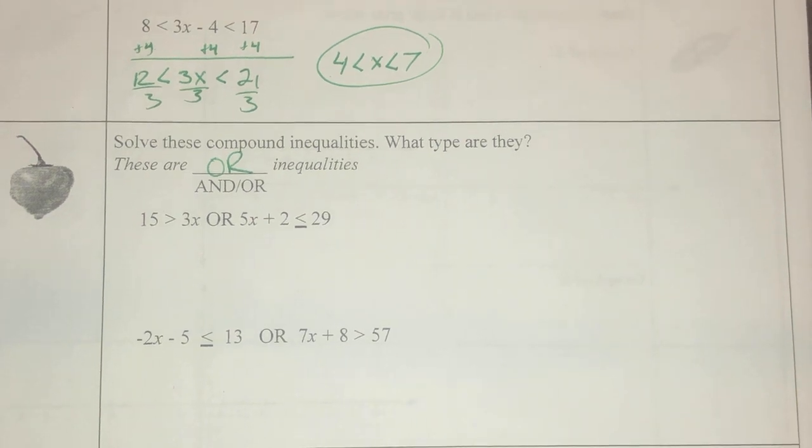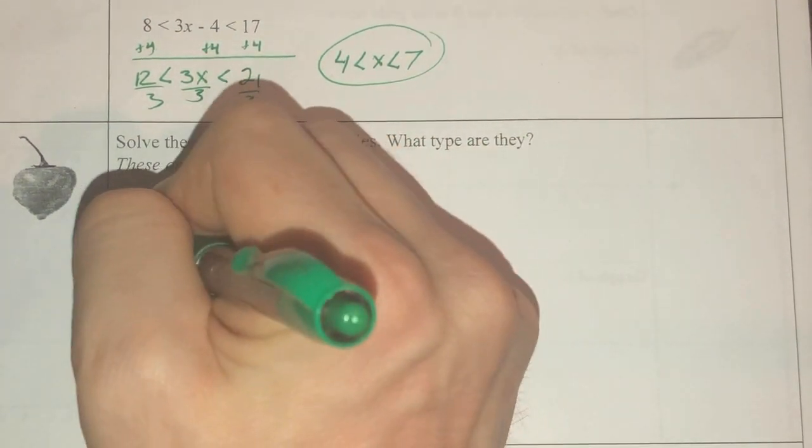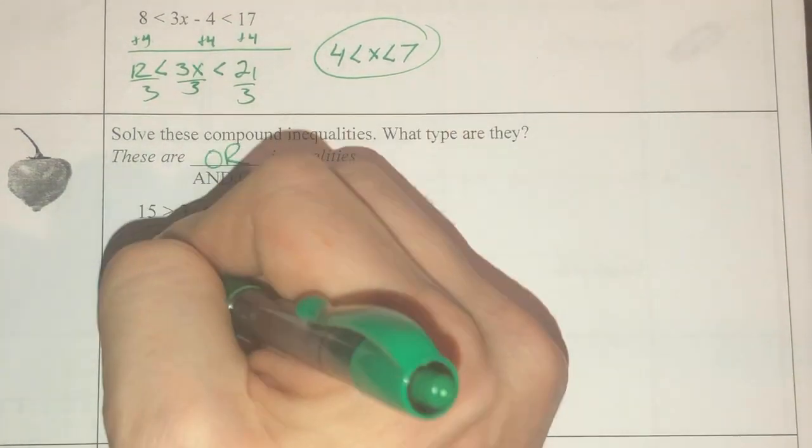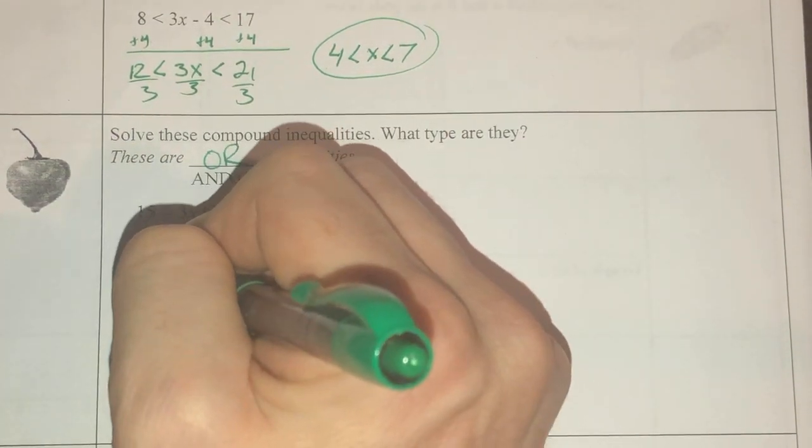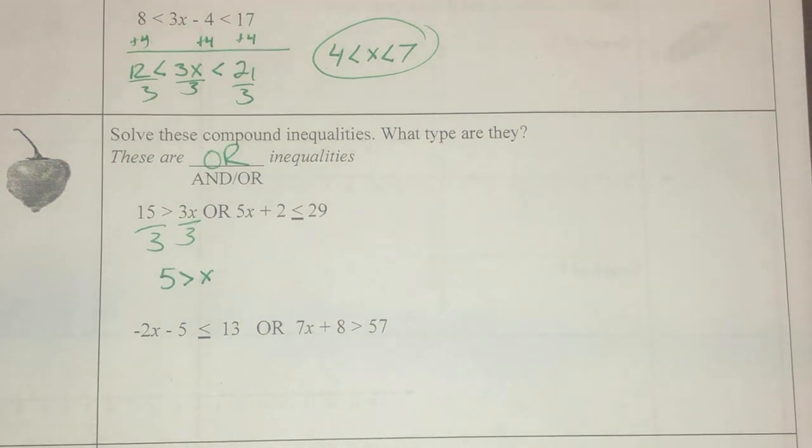So for the or inequality, I'm going to solve one piece at a time. First, I'm going to divide this by 3 and this by 3. So I get 5 is greater than x. In other words, x is less than 5.